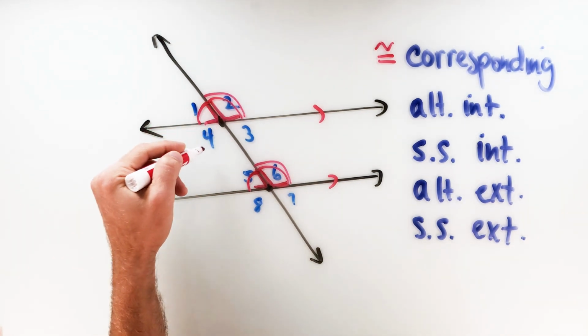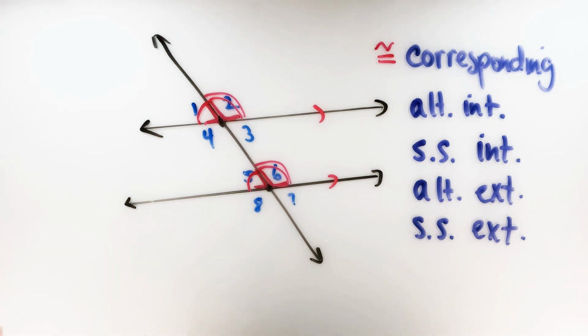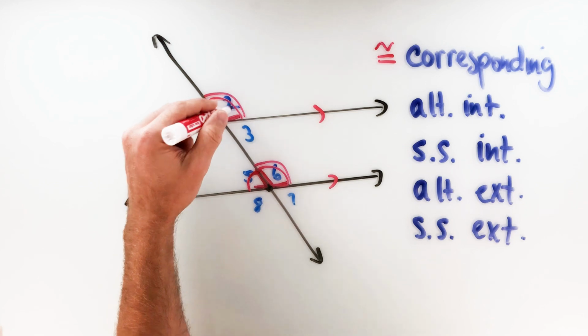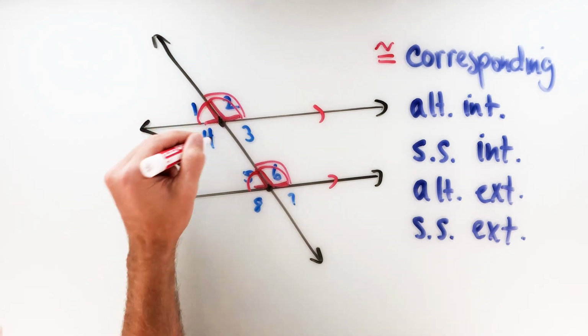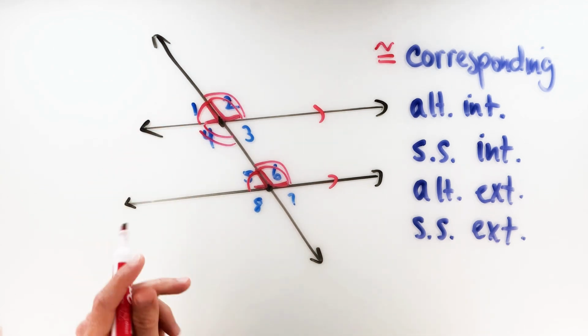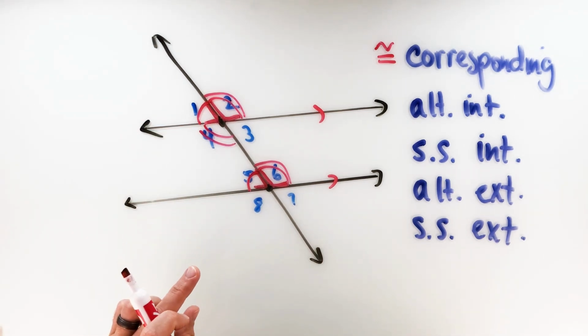and I know that angle 2 and angle 4 are what we call vertical angles. You've probably seen that before. Vertical angles are just two angles that are on opposite sides of an intersection. We know vertical angles are also congruent to one another. So angle 2 and angle 4, because they're vertical, are congruent.